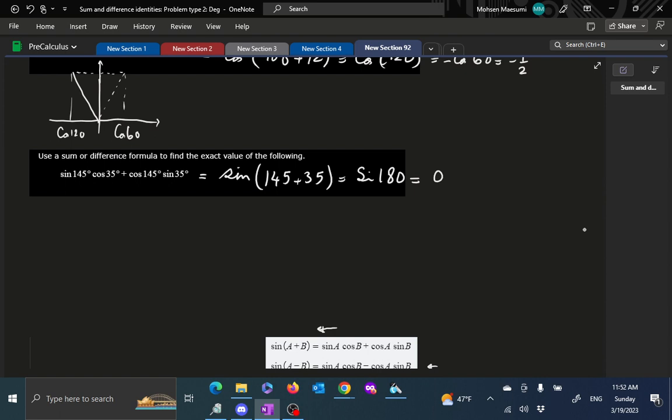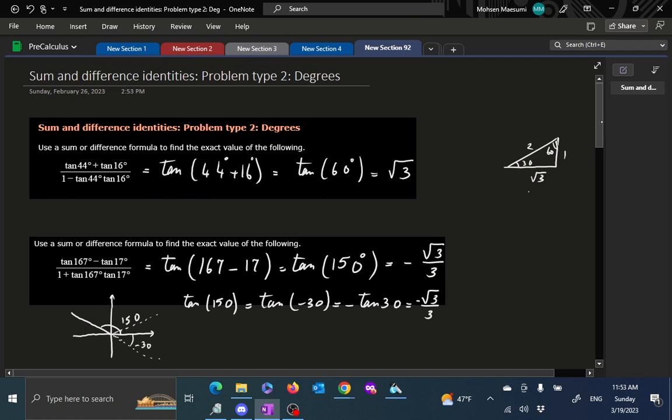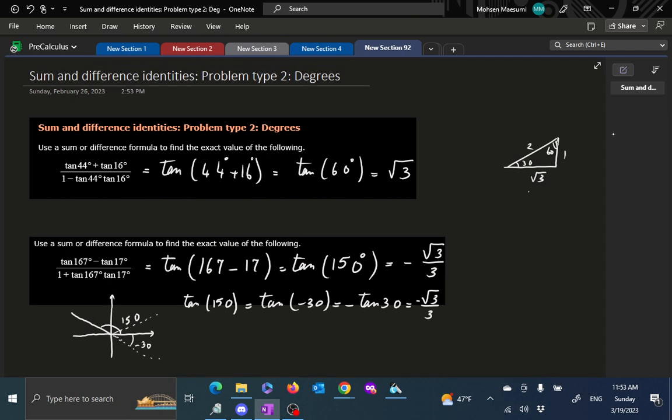Okay, so the problems in this case are quite simple, and you can do them quickly by knowing the identities.